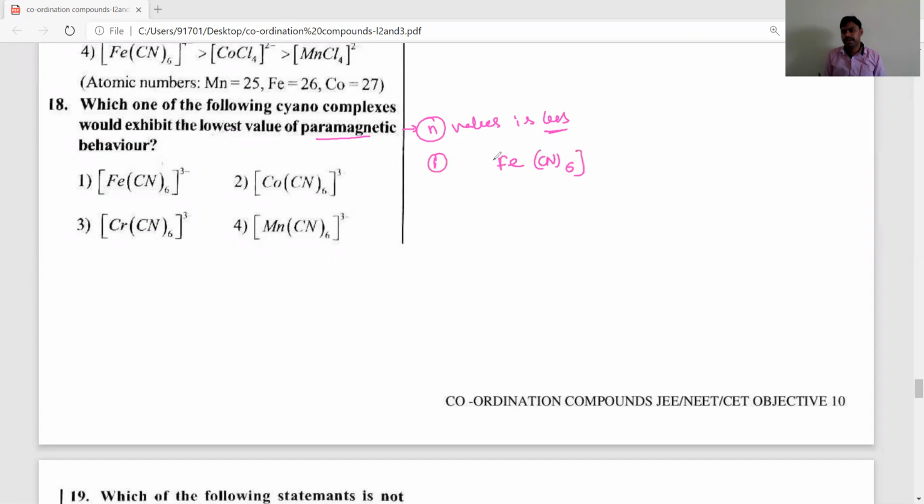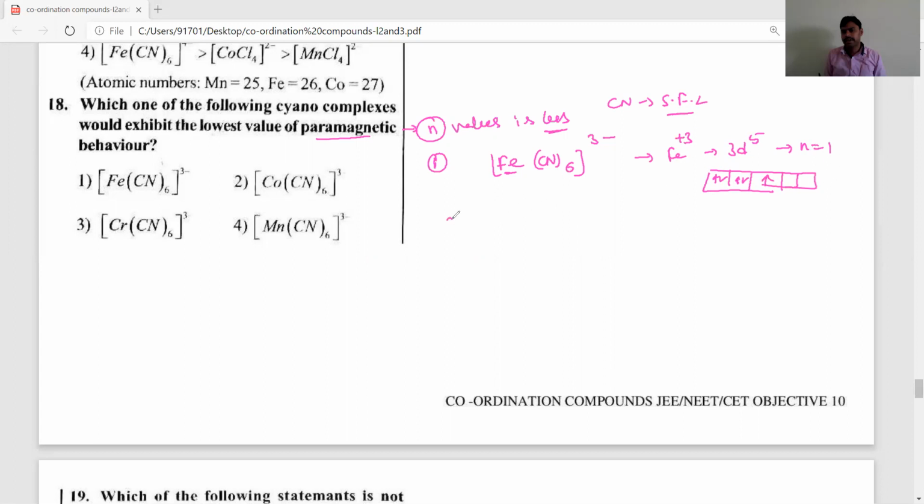Fe(CN)6 3-: iron is in the +3 oxidation state. Iron +3 means 3d5, and CN is a strong field ligand. Strong field ligands mean electrons pair against Hund's rule. Then n is equal to 1. First 2 orbitals are paired, and 1 unpaired electron remains, with the remaining 2 d orbitals vacant.